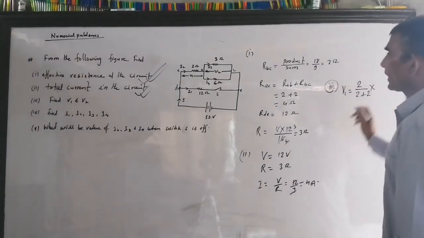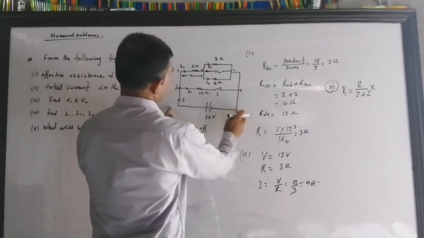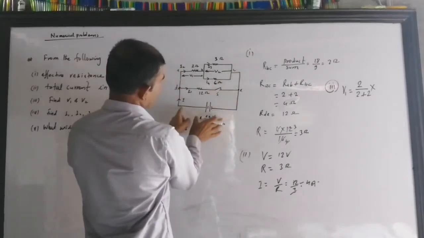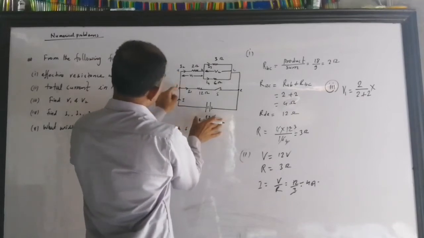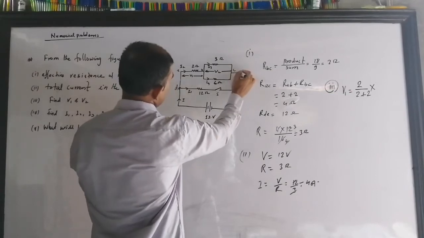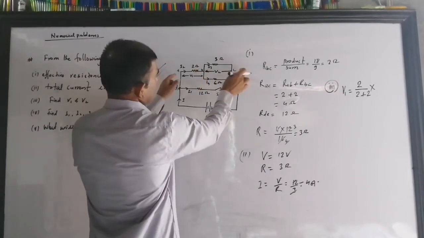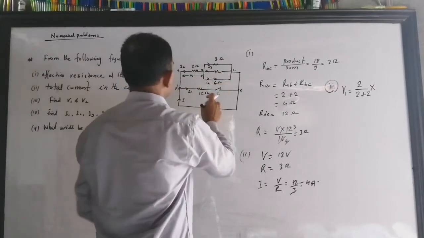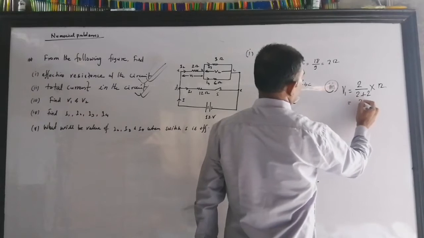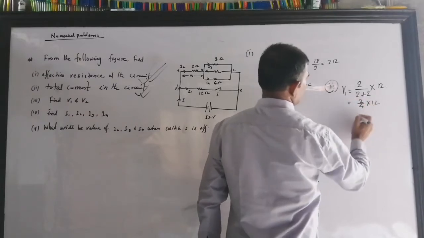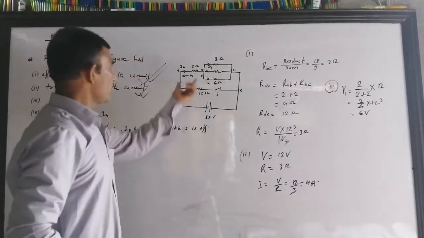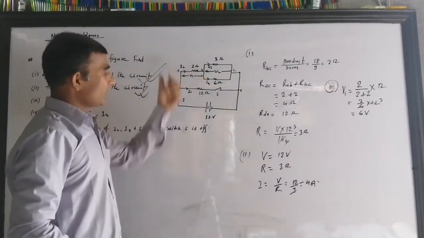Times the total voltage. See, this 12 volt battery is connected here also, right? So in parallel the total voltage remains the same. These and these are basically the same point. So the potential difference, meaning the difference of potential between these 2 points, is the same. So this 12 volt I can use. Now tell me what is 2 by 4 into 12. So 4 3s are 12, we get 6 volt. It means 6 volt will be along AB.